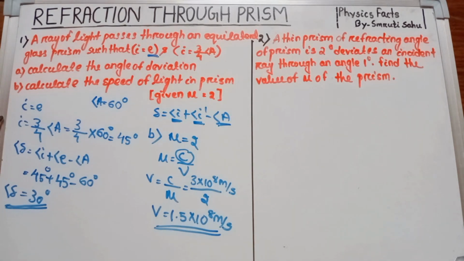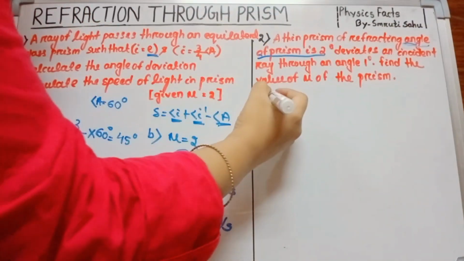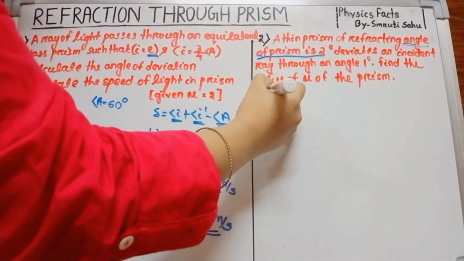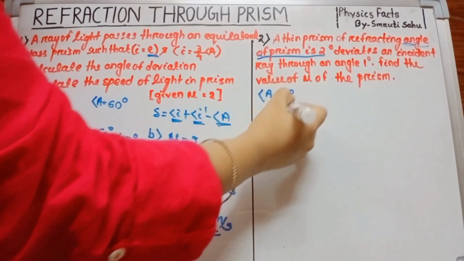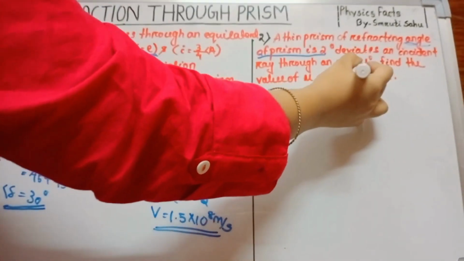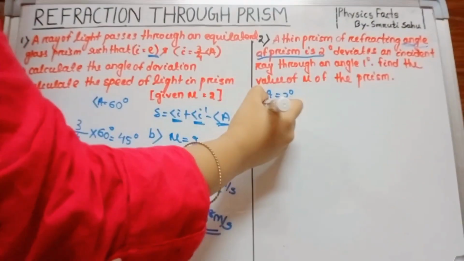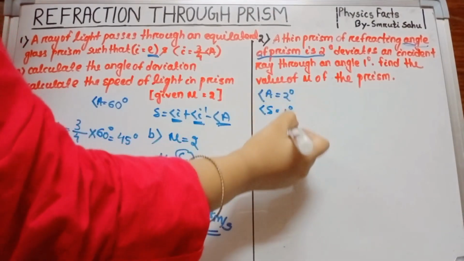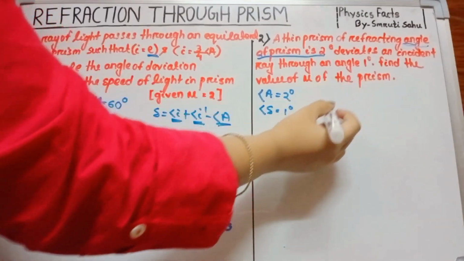A thin prism of refracting angle 2 degree. That means angle of prism is 2 degree. Thin prism means angle of prism is less than 10 degree. You are given that angle of prism is 2 degree, and it deviates an incident ray through an angle 1 degree. Means the incident ray is deviated by 1 degree, so angle of deviation is 1 degree. Find the value of refractive index of the prism.